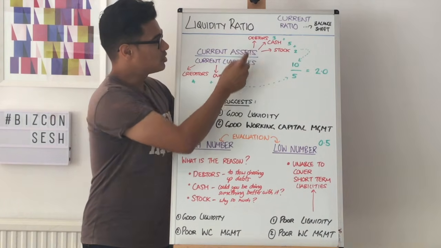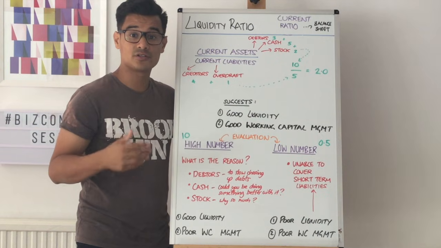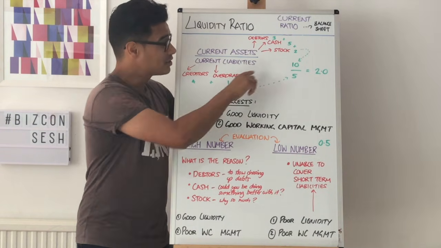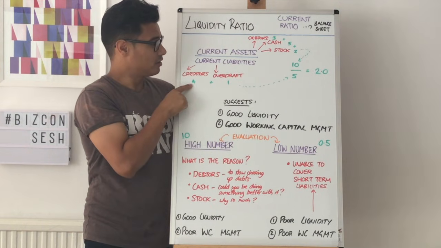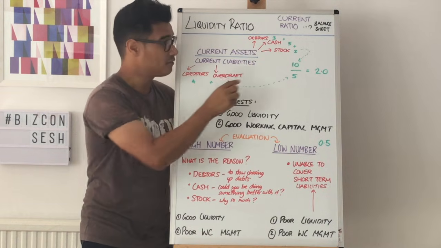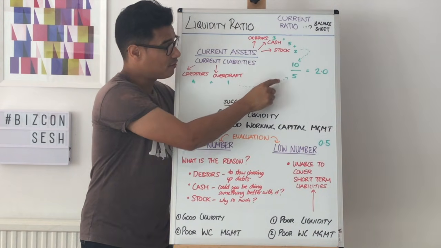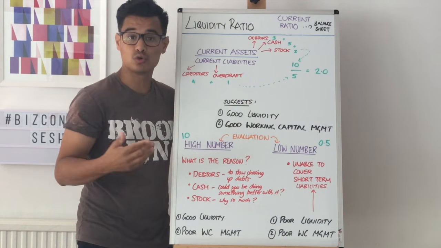Now imagine your debtors was 3, your cash was 5, and your stock was 2. 3 plus 5 plus 2 is 10, quick maths. So 10 would go here, that's your current assets. Current liabilities, creditors 4, overdrafts 1, 4 plus 1 is 5. 10 divided by 5, so your current assets divided by your current liabilities, gives you 2, or 2.0.